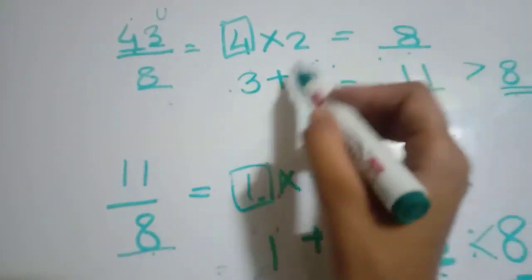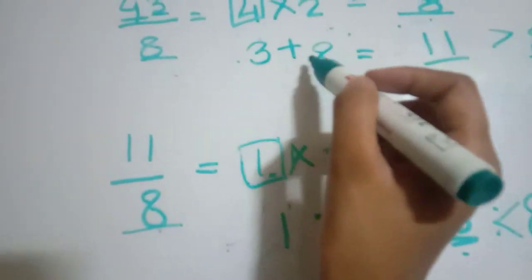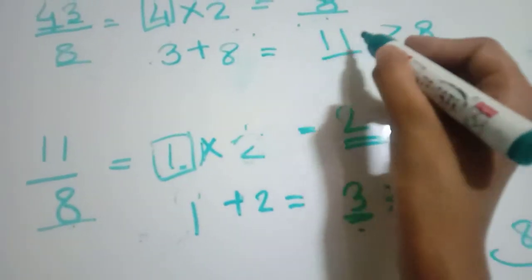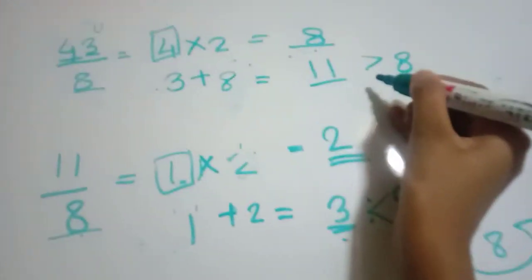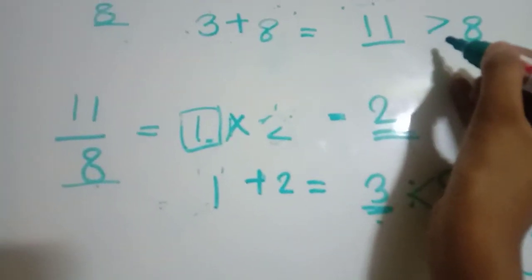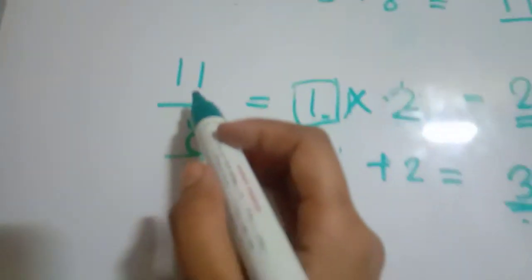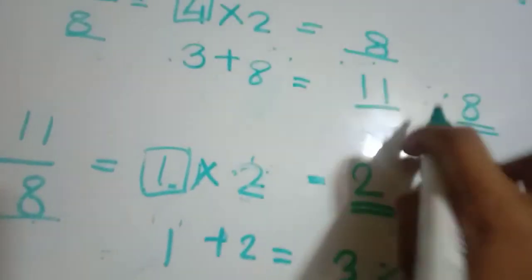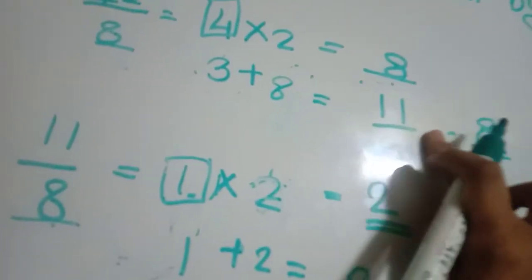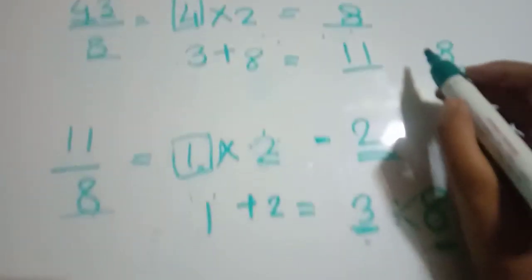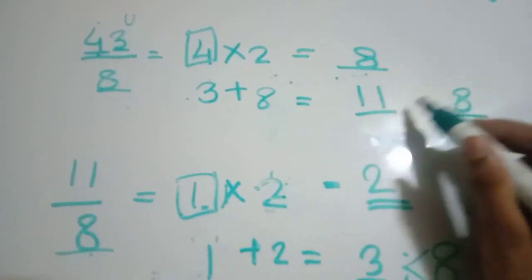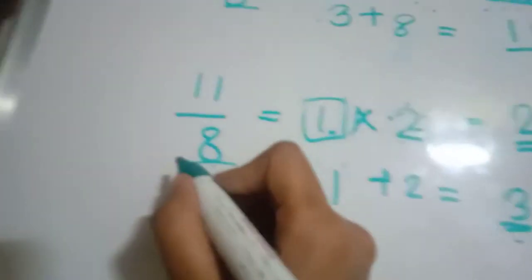If the divisor were 5, we would take 5, but here it is 8, that's why we take 8. We got 11. But 11 is greater than 8. We want it smaller than 8. If the number is smaller, then we take that answer. I will show you in the next video. But this is bigger, so we have to do this procedure.